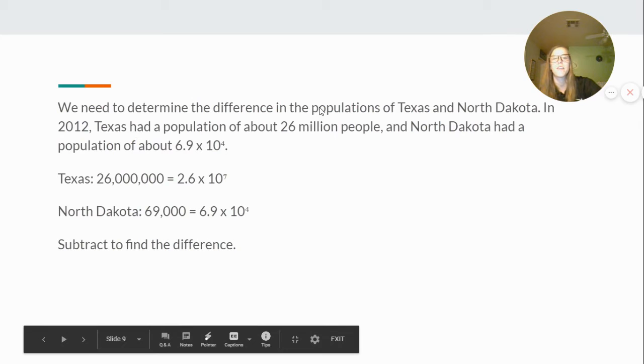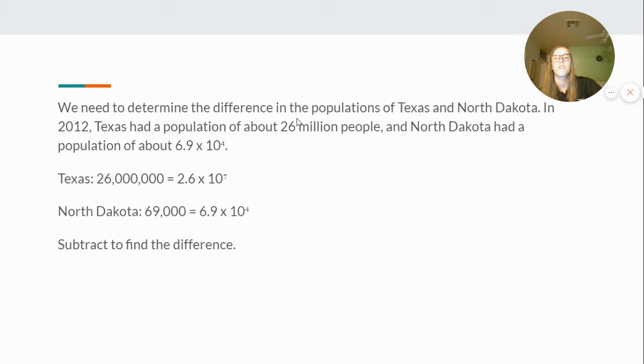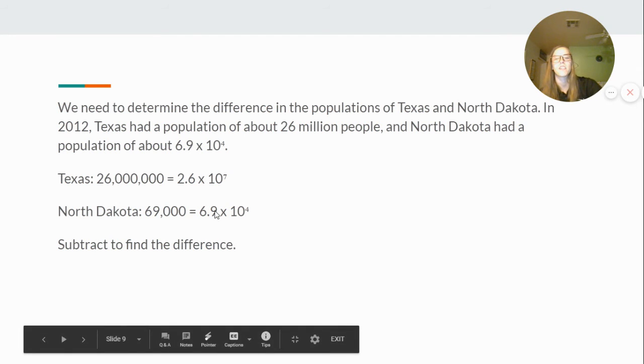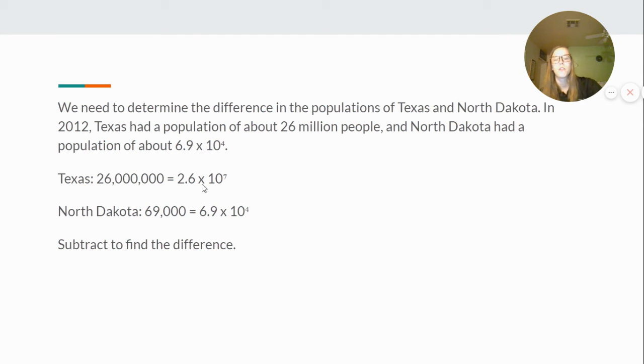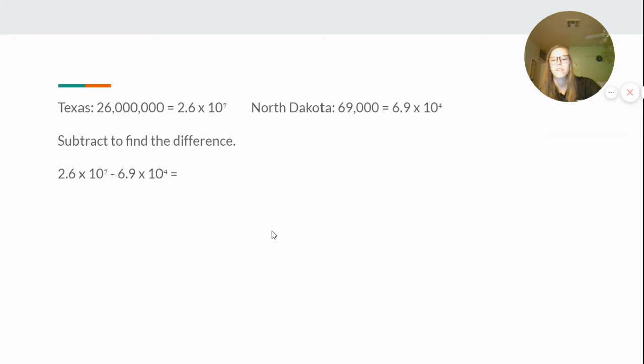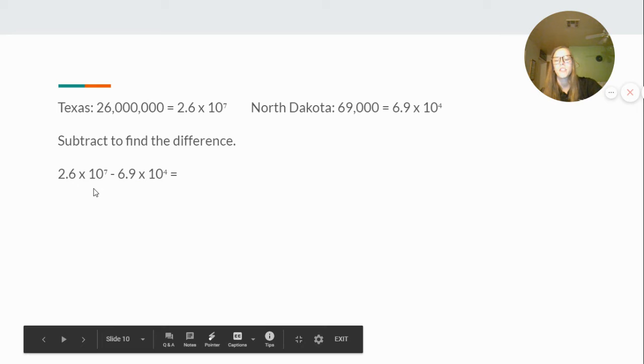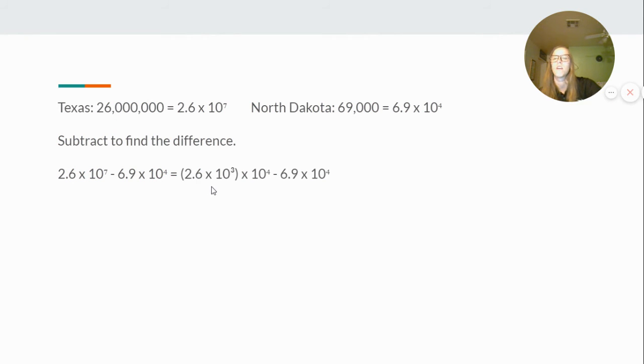So we need to determine the difference in the populations of Texas and North Dakota. In 2012, Texas had a population of 26 million people. North Dakota had a population of 6.9 times 10 to the fourth. So first, let's make sure both our numbers are written in scientific notation. So we have 2.6 times 10 to the seventh, and then we subtract them to find the difference. We take 2.6 times 10 to the seventh minus 6.9 times 10 to the fourth.